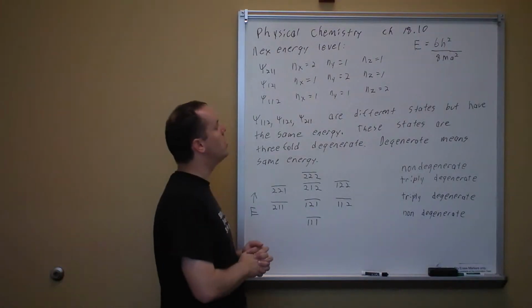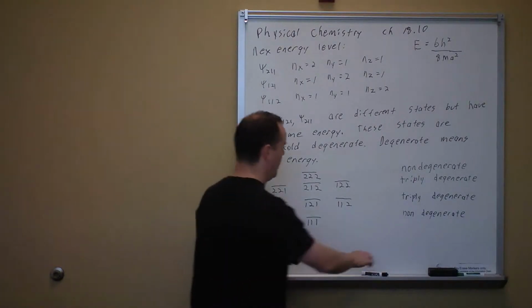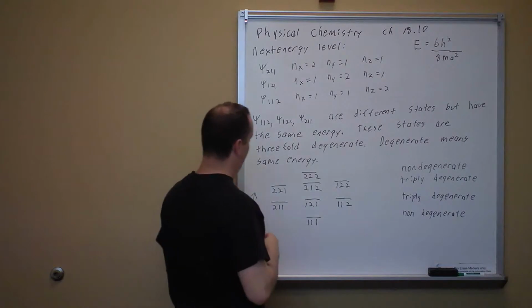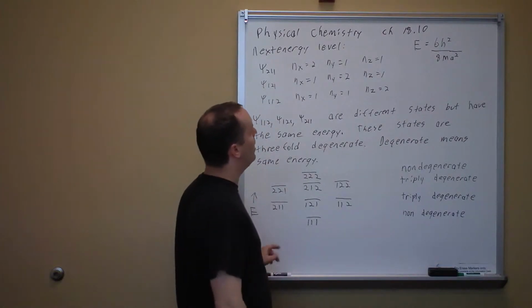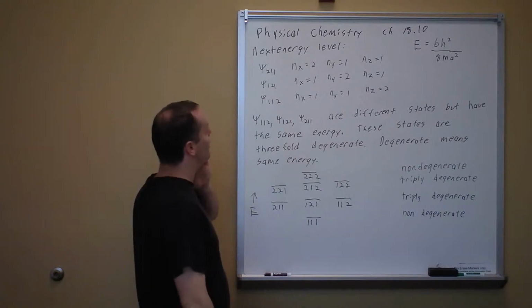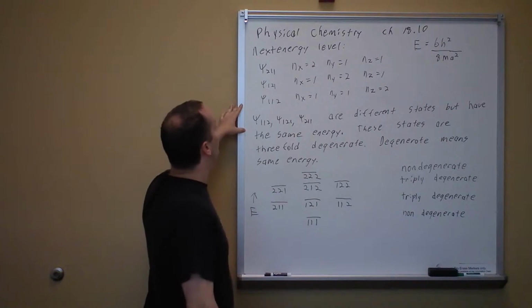Continue on physical chemistry, chapter 18. This is section 10 still. Oops, I spelled next wrong. Okay, so we just talked about the lowest energy level, the ground state for a cubic box, a particle in a 3D box with all 3 sides the same length. Now we're going to talk about the next level up.